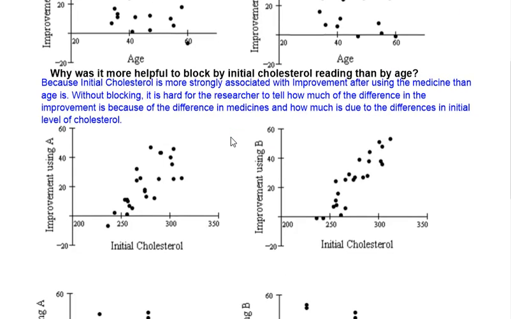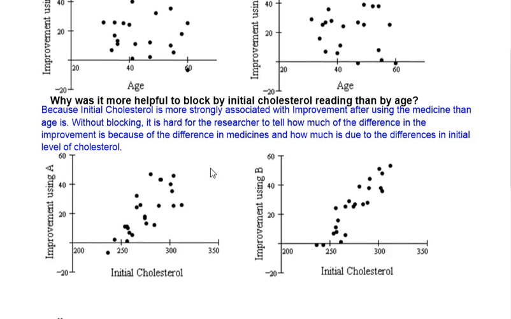But when we look at initial cholesterol and improvement, we see a very strong linear pattern. So when we see a variable that is strongly associated with a response variable, that is a good variable to use as a blocking variable. Without blocking, it would be hard for the researcher to tell how much of the difference in improvement is because of the difference in medicines and how much is due to the differences in initial level of cholesterol. People with higher initial levels of cholesterol tended to report higher levels of improvement overall. So it's hard to tell how much of it's the drug and how much of it's the initial cholesterol level if we're just totally randomly assigning people.